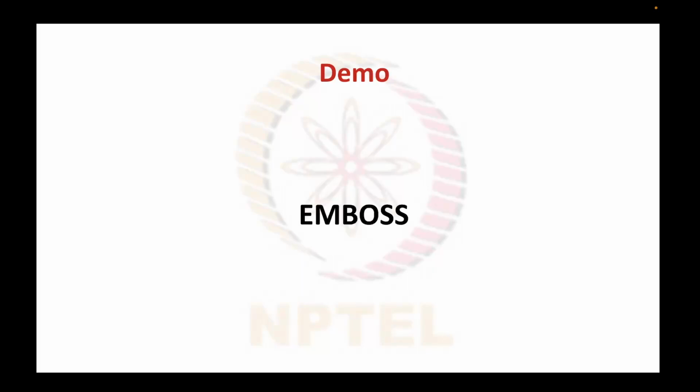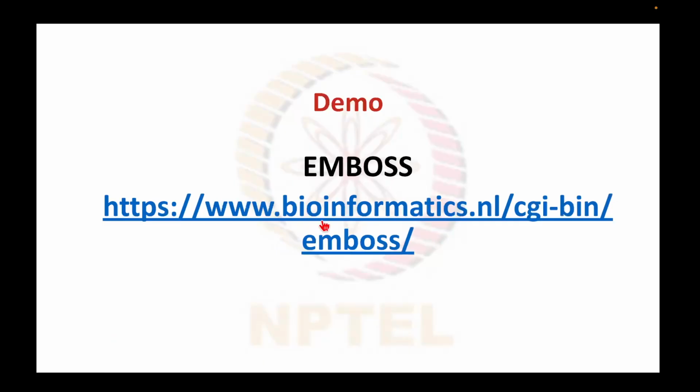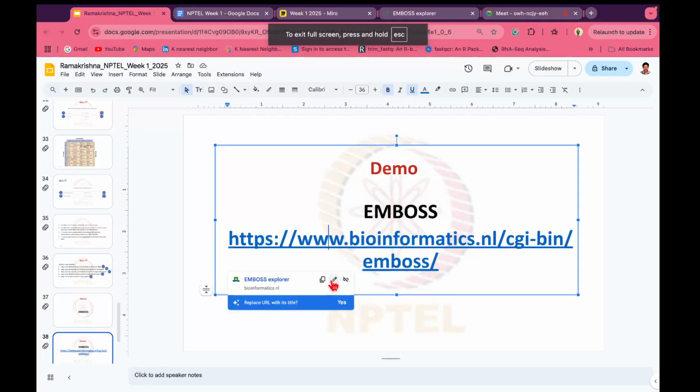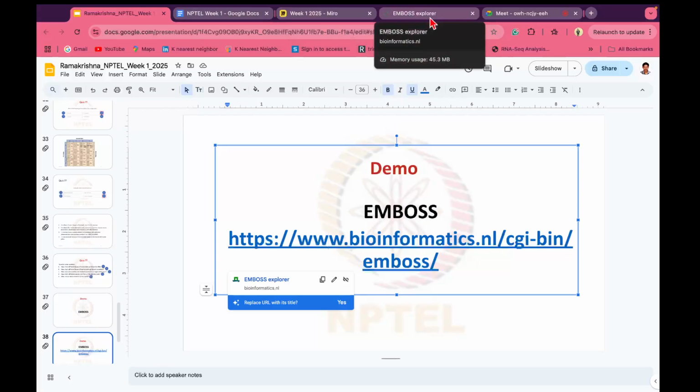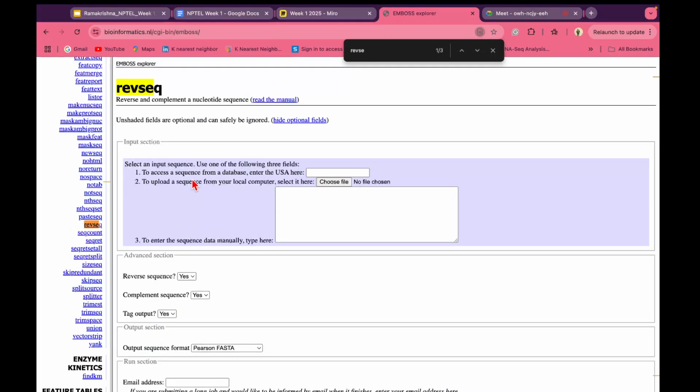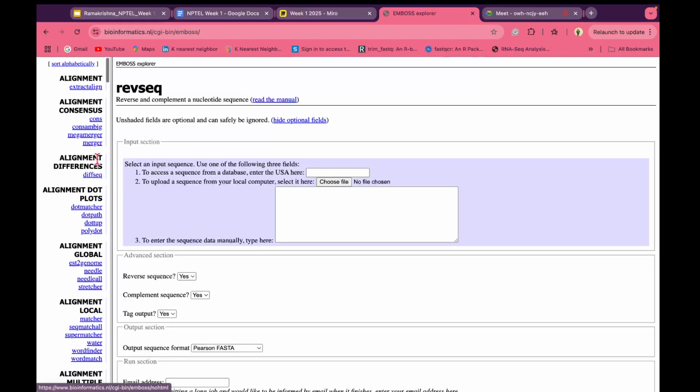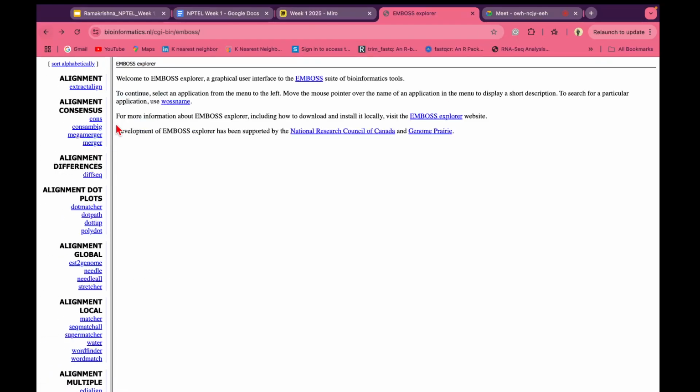Now I'll start with a demo of EMBOSS. The installation part and all, I'll be uploading a document along with this. So today we'll be using this online website for EMBOSS. So this is the EMBOSS Explorer. Yeah, this is the home page. I hope everybody can see my EMBOSS page. Yes. Can anyone reply that my EMBOSS page is visible?